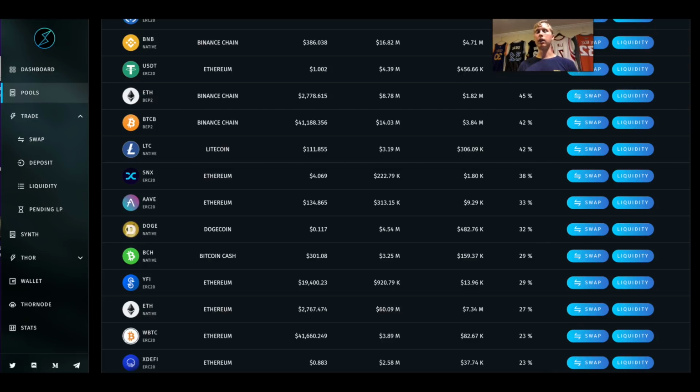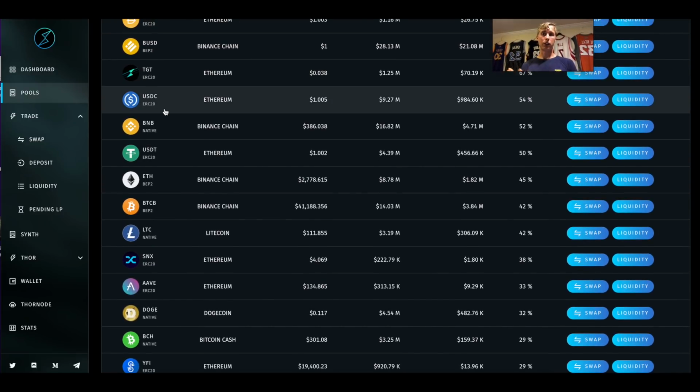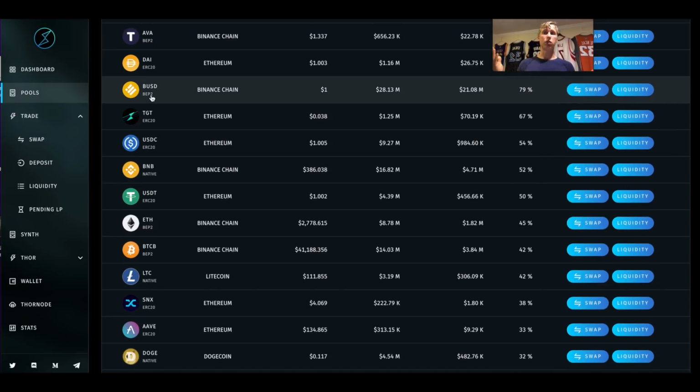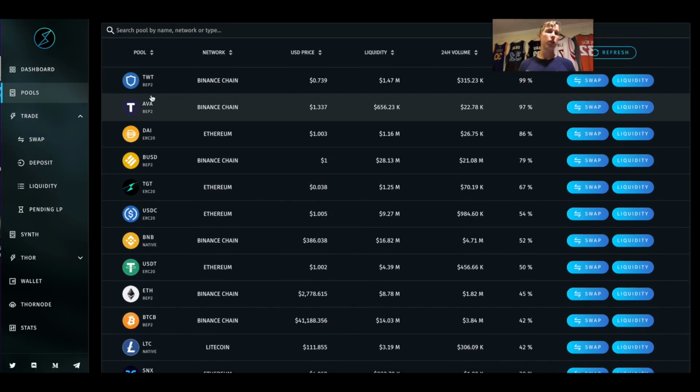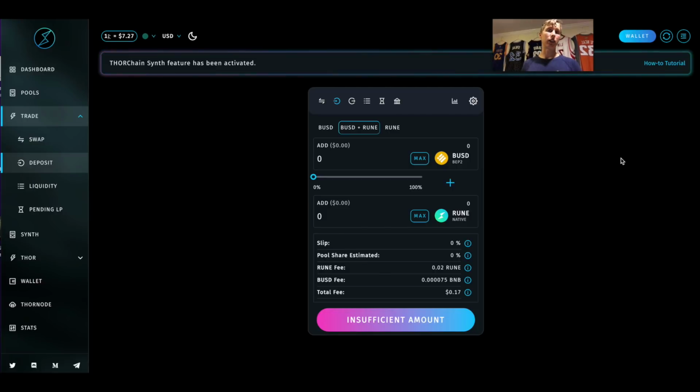I got your back. Anyways, the next one is USDC, ERC20. This is on the Ethereum chain, so this is going to have higher gas fees. And then you have BUSD, which is also BEP2. So in order to deposit into some of these pools, depending on which one you're depositing into, you need to have certain tokens. So say, for example, I want to deposit some BUSD. I'm going to click Add Liquidity, and I have a couple of options.